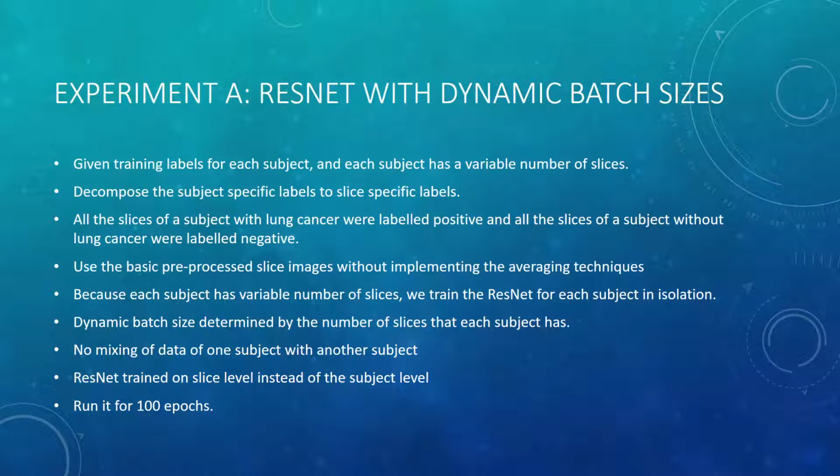After doing this, we perform the basic pre-processing techniques that we've discussed before, and we train a residual network with dynamic batch size. The dynamic batch size is determined by the number of slices that each subject has. This ensures that the ResNet is looking at the data of just one subject in one batch and not mixing the data of one subject with another subject. We have trained this ResNet for 100 epochs.